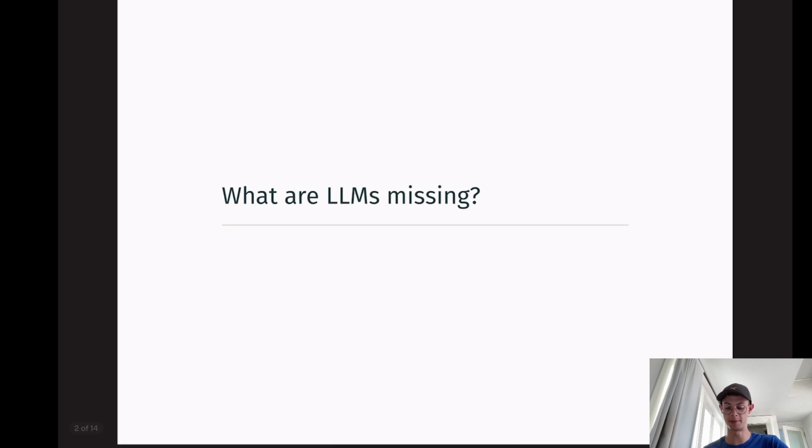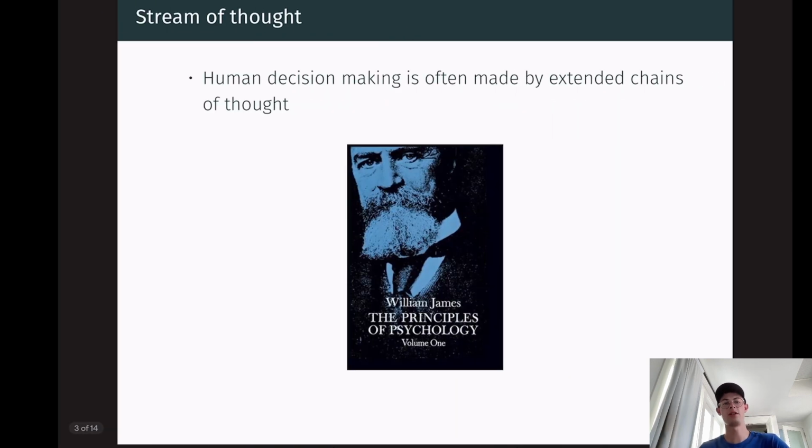So, what are LLMs missing? We know that human decision making is often made by firstly breaking down a problem into its subcomponents, thinking about each of those in detail, with multiple cycles in our brain before assembling an answer together. LLMs don't seem to do this. They seem to just directly, via a chain of associations, jump into an answer without considering or breaking it down.